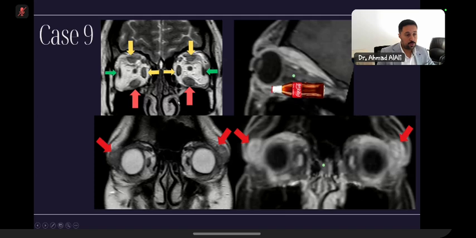The second case that we showed just now shows the yellow arrows pointing to the moderately enlarged and enhancing, in the post-contrast images, medial and superior rectus muscles. The most involved is the inferior rectus muscle, which is pointed to by the red arrows. The green arrows point to the relatively spared lateral rectus muscles bilaterally. In the inferior images on the left side, the arrows point to the lacrimal glands, which appear enlarged and enhancing on the right side image next to it.